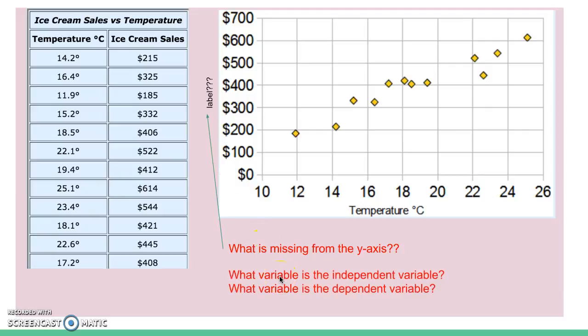So what would be the independent variable? What's the dependent? Does the amount of money I sell depend on the temperature? Or does the temperature depend on the amount of sales? Basically, the amount of ice cream I sell is going to depend on the temperature outside. So the amount of money from ice cream sales is dependent because it depends on the temperature outside.